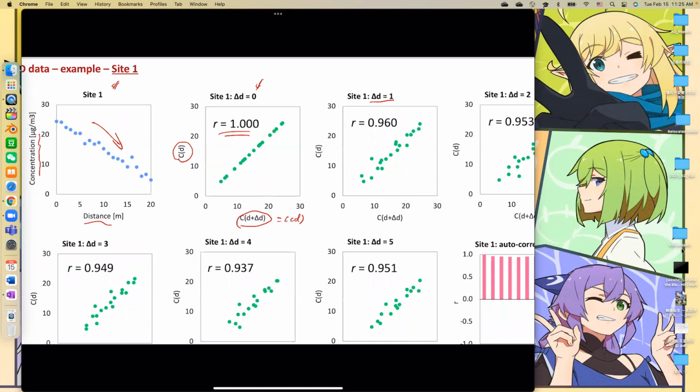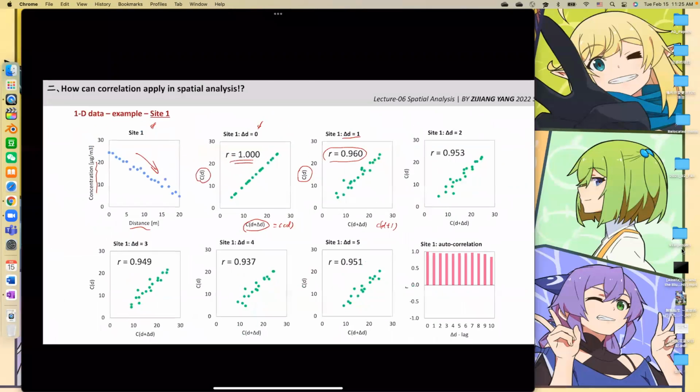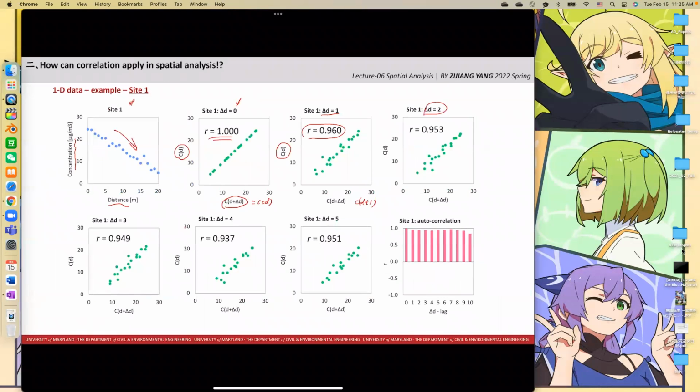And then for the second one, when delta D equals 1, we still have CD here, but here we have CD plus 1. Again, we can make this scattered plot and calculate the correlation coefficient, and the result is this one. We can calculate when delta D equals 2, 3, 4, and 5, and the pattern doesn't change a lot. All of the data are positively correlated, and the correlation coefficients are around 0.9.